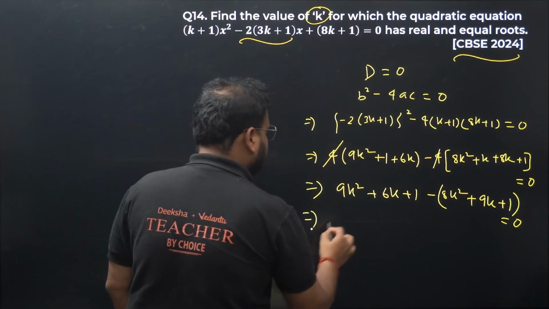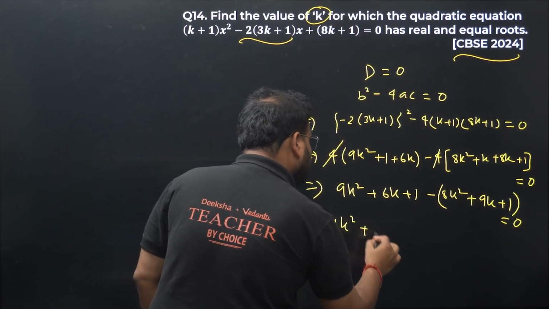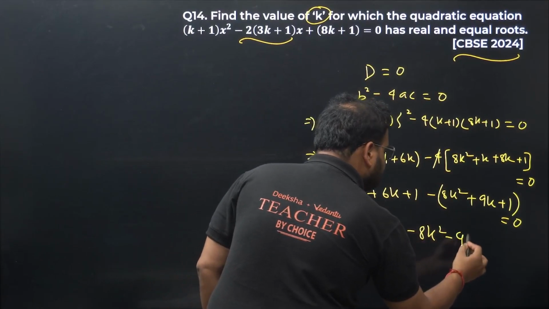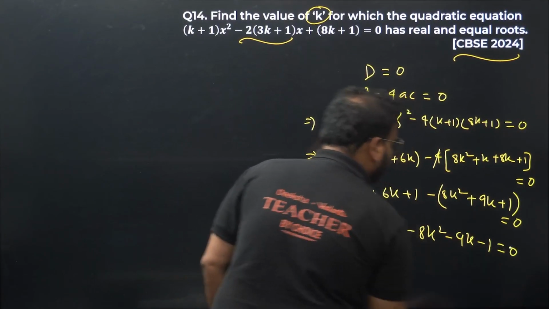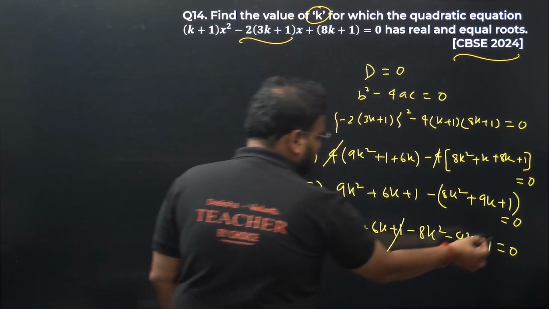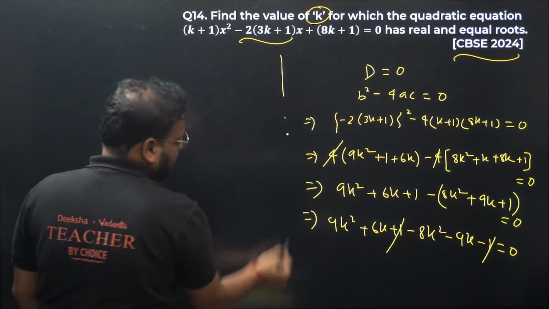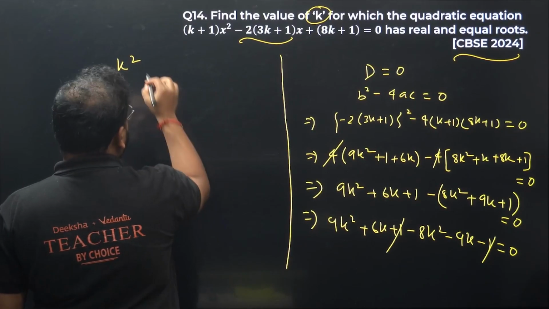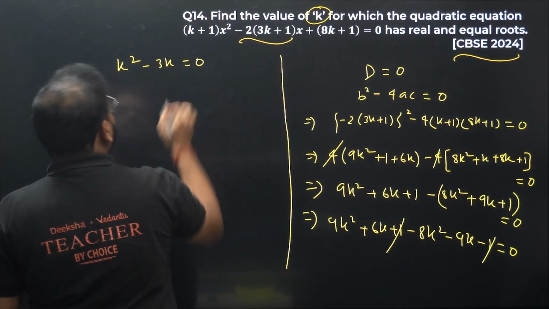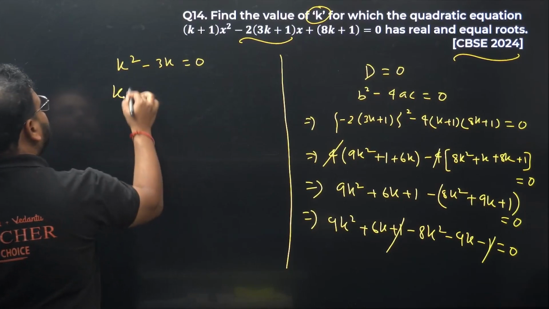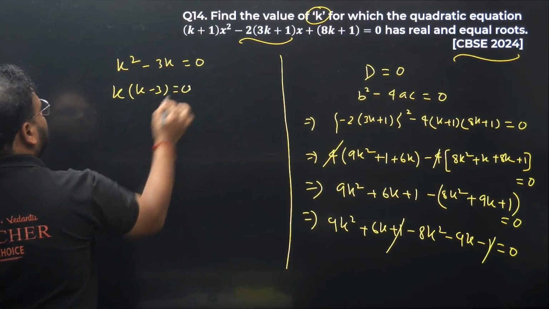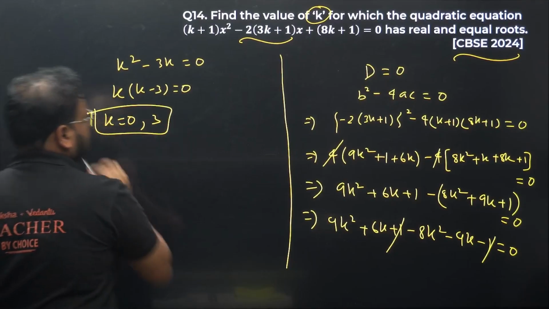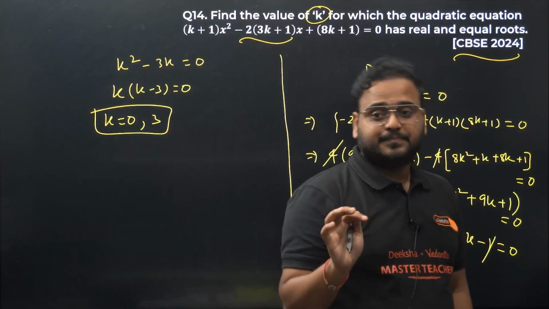Okay, expansion: 9k square plus 6k plus 1 minus 8k square minus 9k minus 1 equal to 0. 1 and minus 1 is cancelled. Simplify now. 9k minus 8k will become simply k square, and you'll have minus 3k equal to 0. Take k common, you get k minus 3. You get the value of k is either 0 from here, and from here I get 3. So we have two values of k possible.